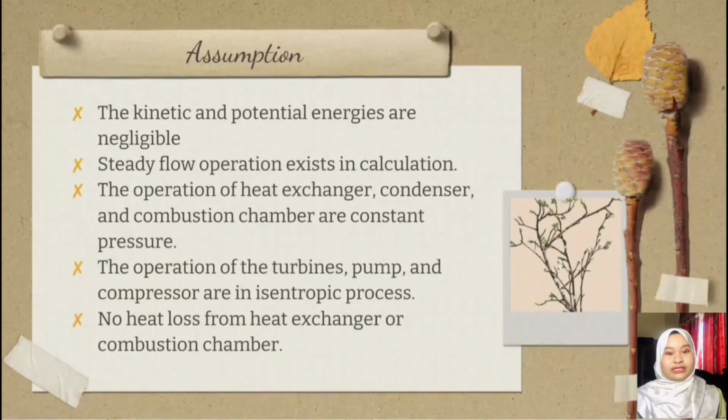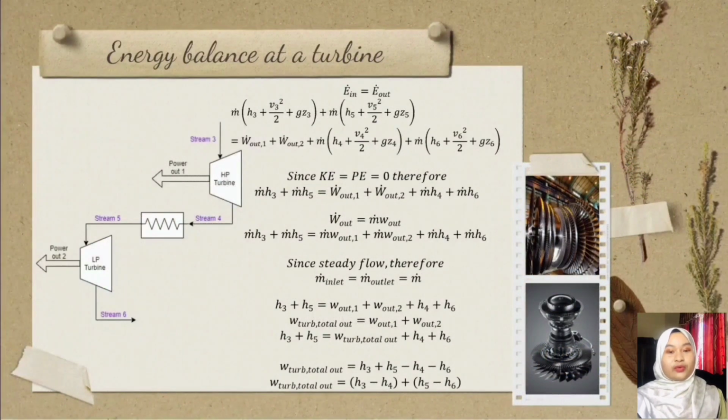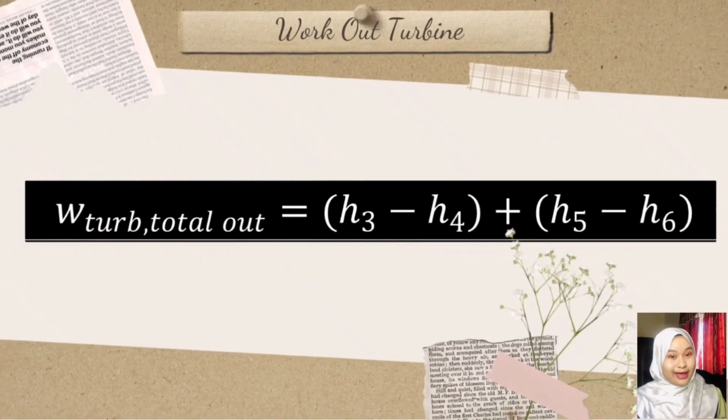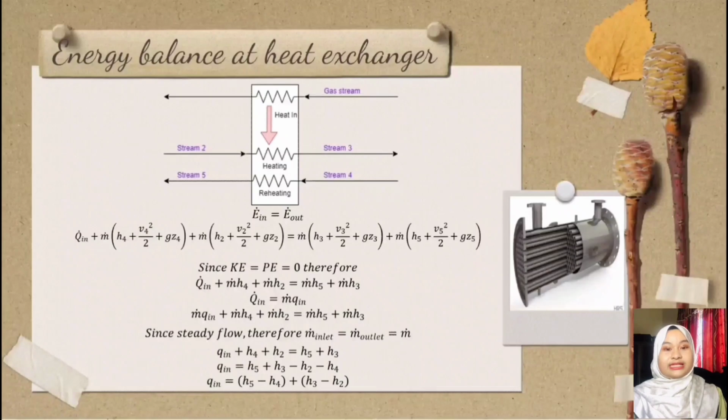Here is the list of assumptions we made for calculation. We do energy balance at each device to find the right equation for work and heat. This is the energy balance at the turbine. And from the energy balance, the equation above is born and will be used to calculate the total work out from the turbine. Next, we do energy balance at the heat exchanger to find the equation for heat in.